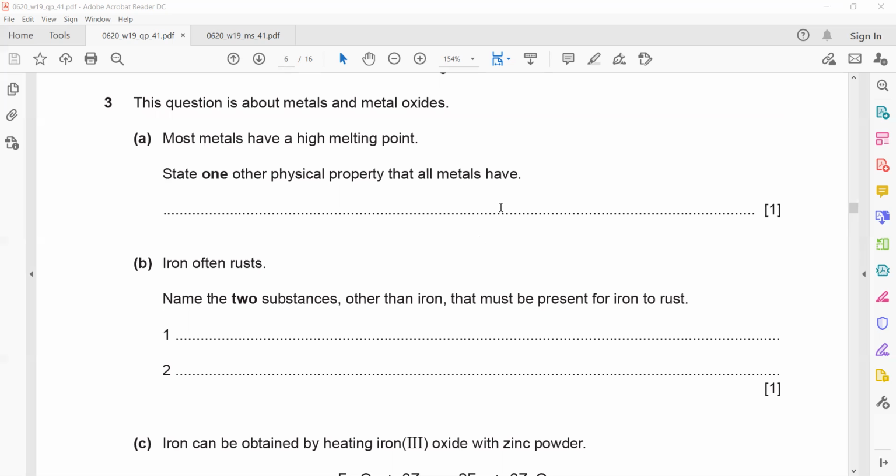This question is about the metal and metal oxide. Most metals have high melting point. State one other physical property that all metals have. So all of the metals can conduct electricity. That's right. Good conductor. Iron often rusts. Name two substances other than iron that must be present for iron to rust. So which two substances do we need? Oxygen and water.